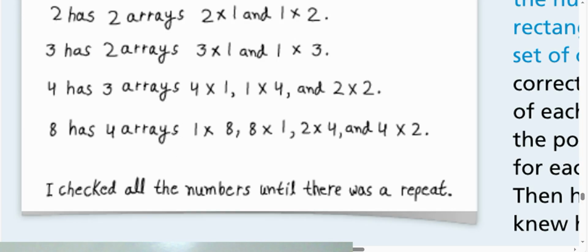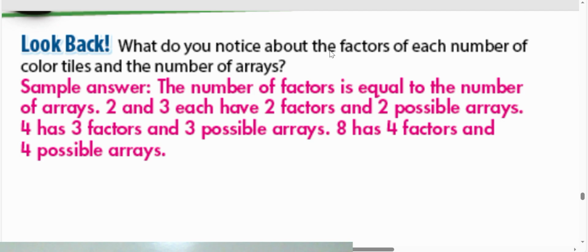Okay. Look back. What do you notice about the factors of each number of color tiles and the number of ways? The simple answer: the number of factors is equal to the number of arrays. 2 and 3 each have 2 factors and 2 possible arrays. 4 has 3 factors and 3 possible arrays. 8 has 4 factors and 4 possible arrays.